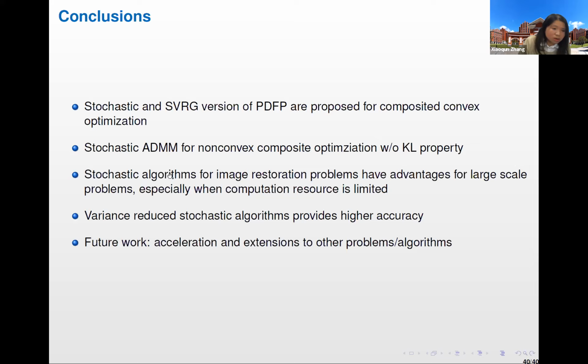And we also studied this stochastic ADMM with variance reduction, in the framework of variance reduced gradient and KL properties. And we see that stochastic algorithms for image problems can have a lot of advantages, especially for large scale problems like these 3D CT reconstructions. And for the case when computational resources are limited, which means if we want to do a reconstruction on a PC machine, it might be preferred to use this stochastic algorithm to have a quick solution. And we also show the variance reduced algorithms are very useful particularly for image problems because they provide higher accuracy compared to the ones without variance reduction. And in the future, we're looking at the possibility of acceleration, and also its extension to other problems.